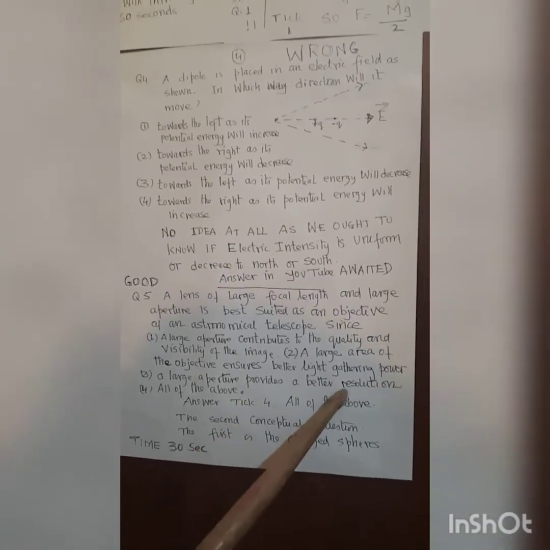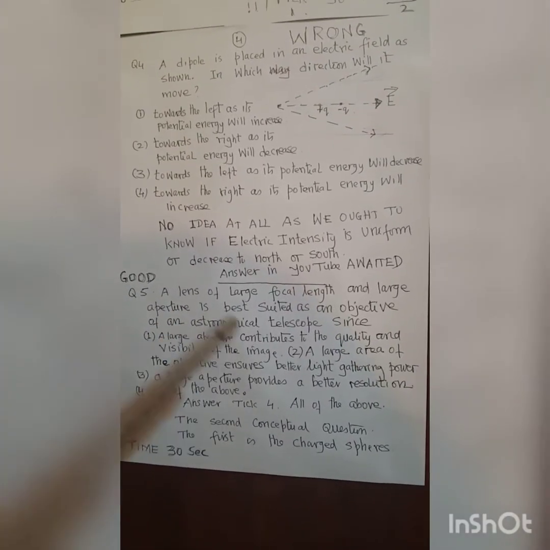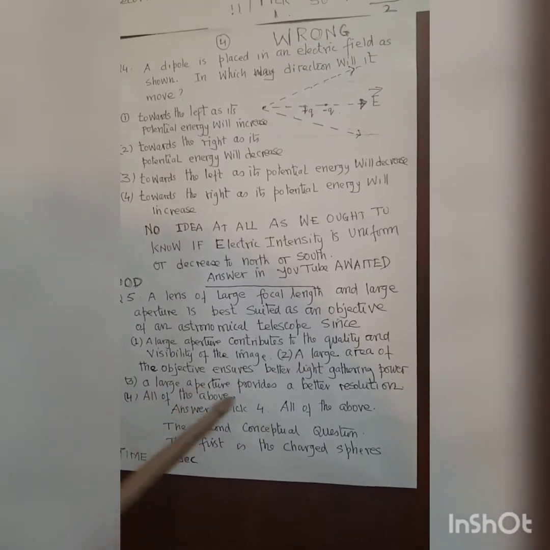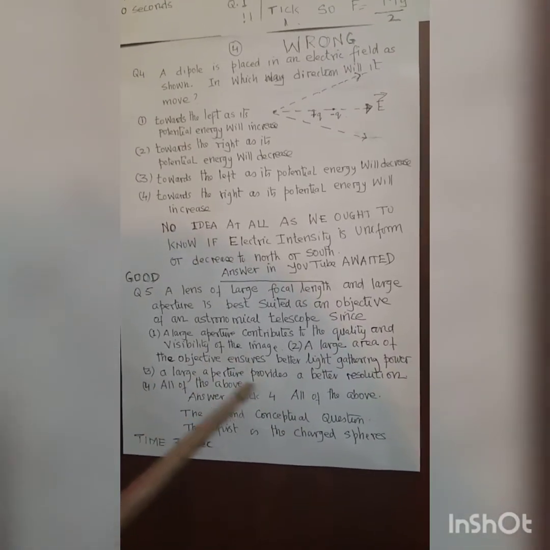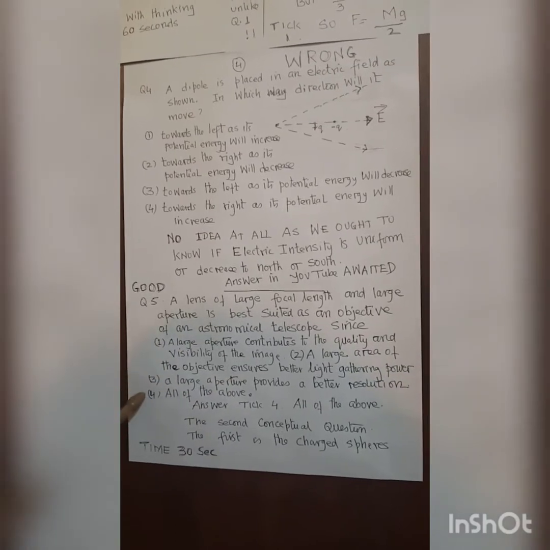resolution. Very good. This is also number 3. And number 4, all of the above. In an astronomical telescope, this should be there, the second one should be there, the third one should be there, and all the reasons are also very good. The reasons are correct. So all of the above is correct. Where shall I tick it? I'll tick number 4.